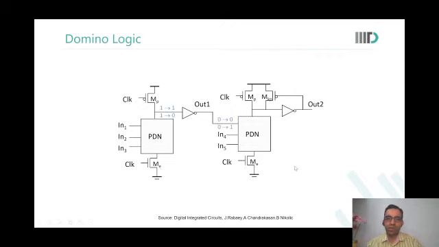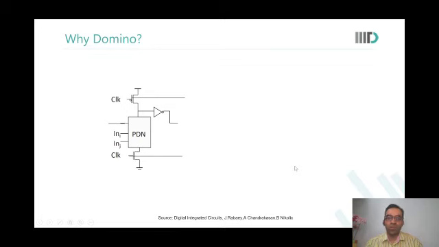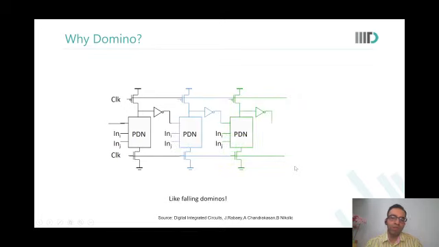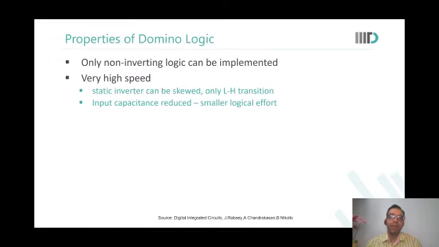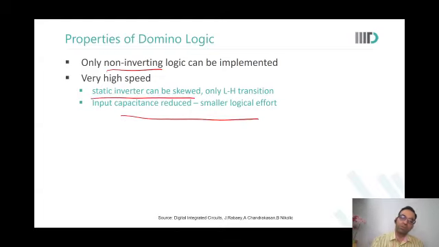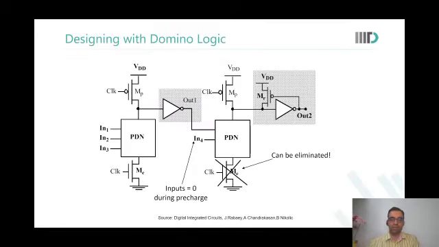Yeah, this is also explained in the animation over here. Now, domino we just discussed. Why is it domino? Because only after the first one is evaluated, the second one will be evaluated, then the third one, then the fourth one. And again, properties of domino: only non-inverted logic can be implemented. Because it is dynamic gate based and capacitances are reduced, there is smaller logical effort. This is much, much faster. And as one of you already pointed out, the inverter can be skewed because only one transition is important for us. The other one is not even important. So domino can be designed very, very fast.